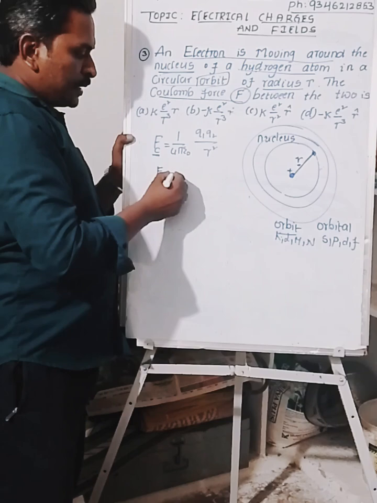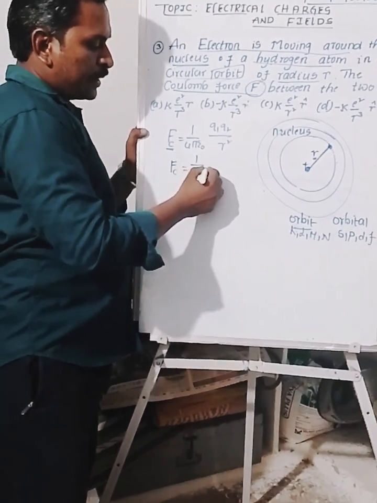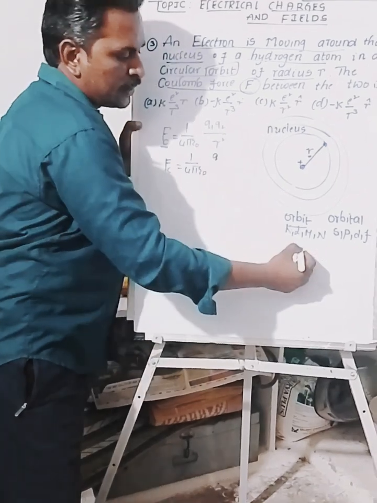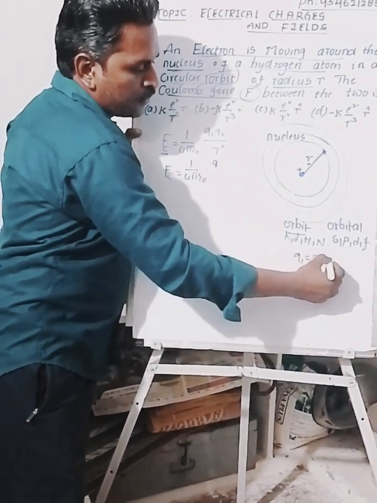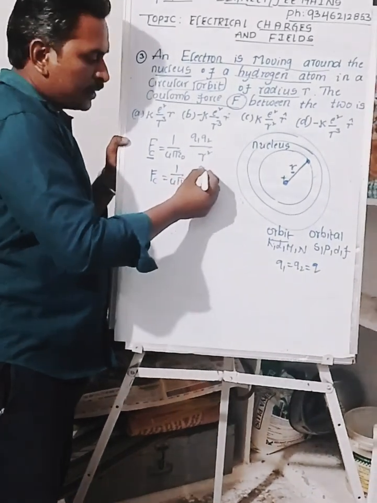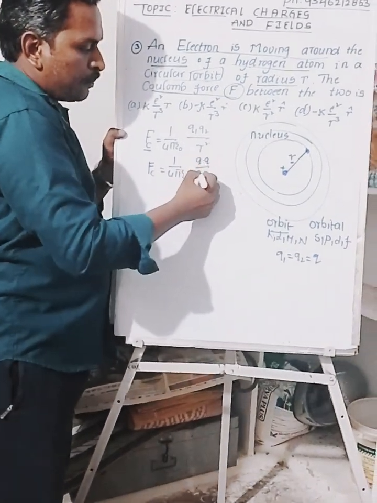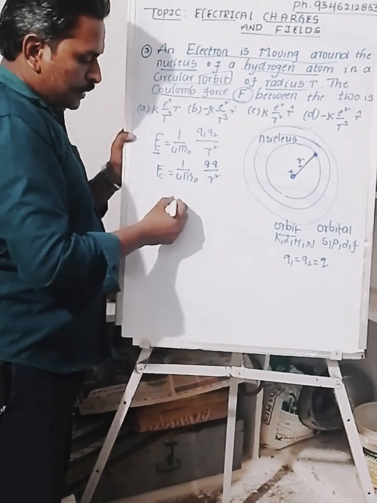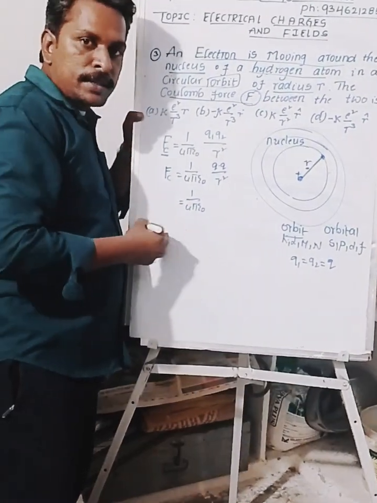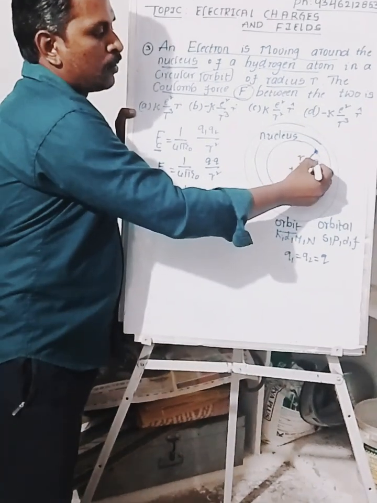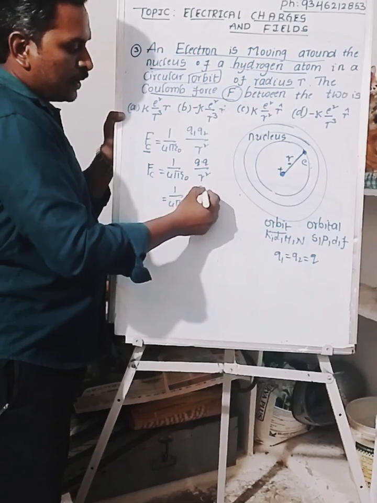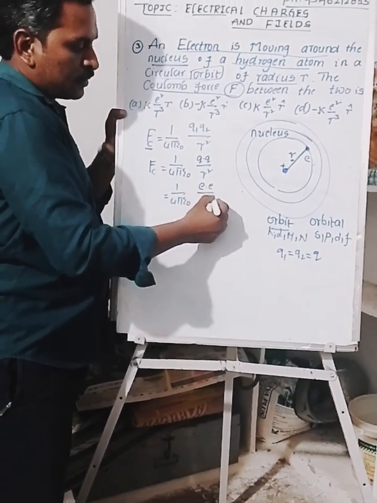Now Fc is equal to 1 by 4 pi epsilon naught, Q1 Q2 by r square. Here Q1 and Q2 are both written as Q, so the total is Q into Q by r square. Since electrons revolve around the nucleus, Q is replaced by e, so we write e into e by r square.